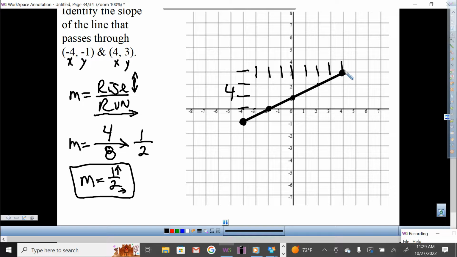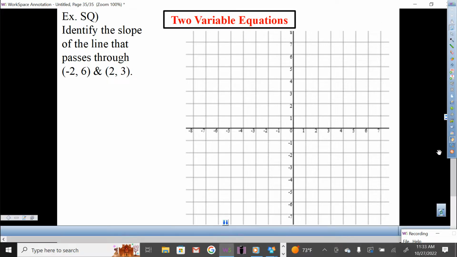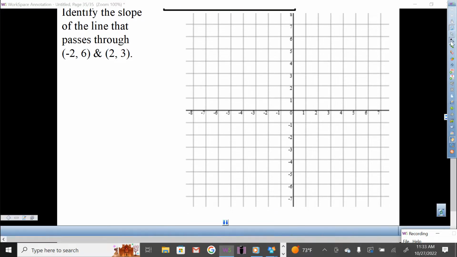Let's go. All right, on that same one, underneath where you wrote example Q, write example super Q on that same graph. And I want you to do this one by yourself. Plot the points and find me the slope, please. Bless you.